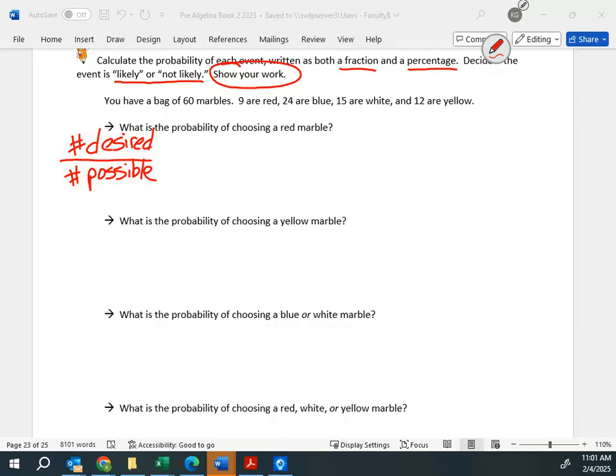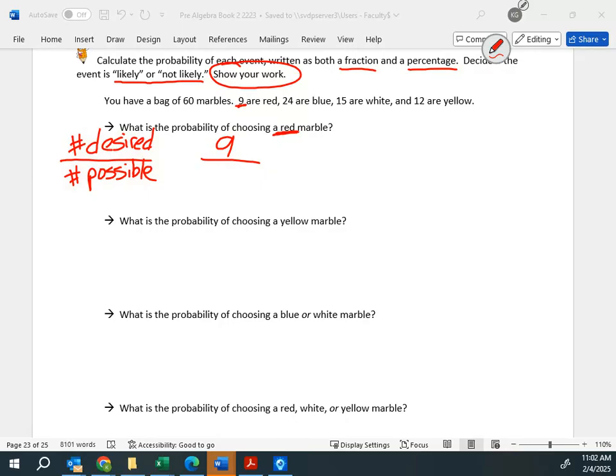So the number of the desired amounts goes on top, and the possible amounts go on the bottom. So what would my fraction look like? What is my desired number? David? 9 over 60. Why 9? 9, because that's how many red marbles there are. Yeah. I want to choose a red marble, and there are 9 red marbles, so I have 9 possible chances of picking that red marble, right?